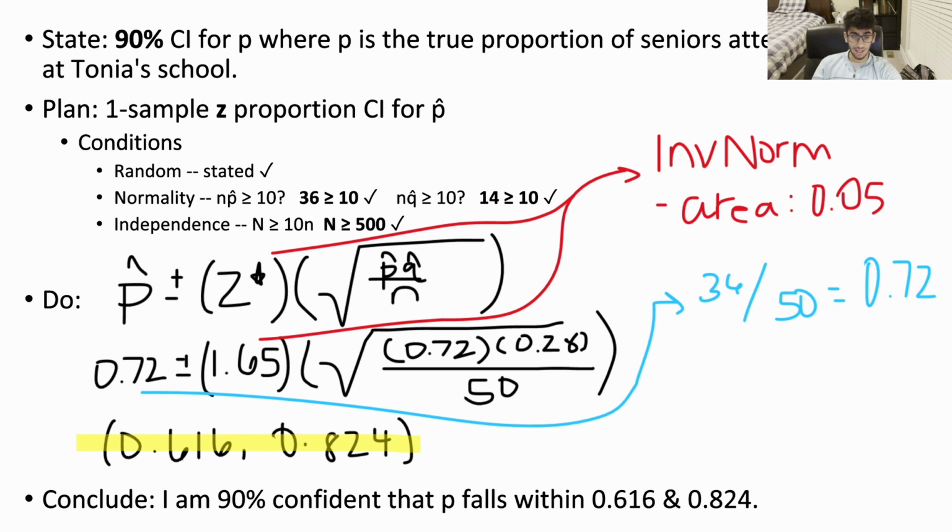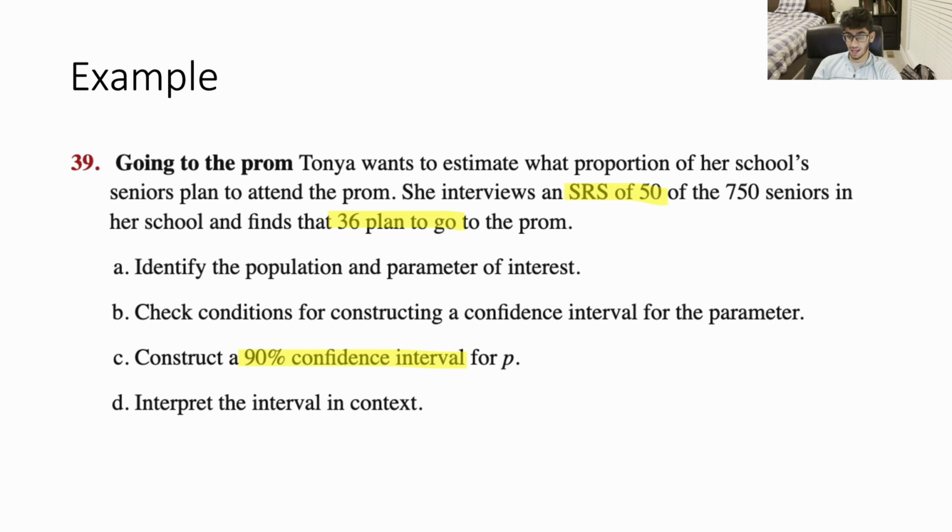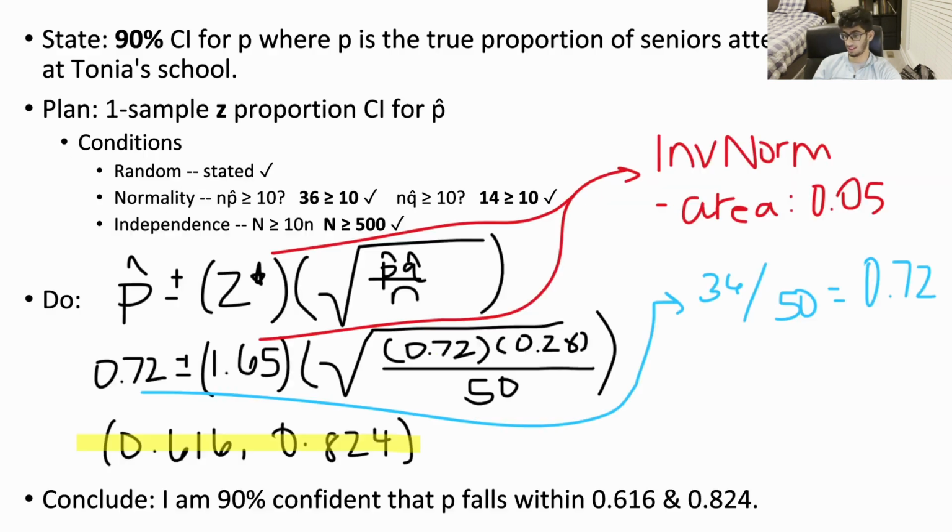For the do part, p hat. Here's the equation. p hat is equal to x over n, and our x is 36 and our n was 50. So 36 divided by 50 is our p hat, which is 0.72. And in order to get q hat, it's just 1 minus that, so it'll be 0.28.